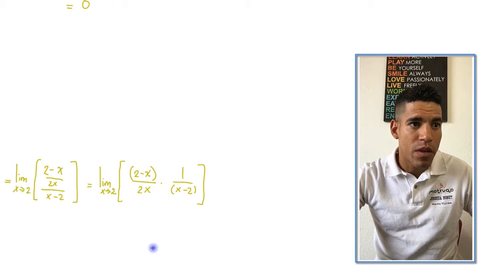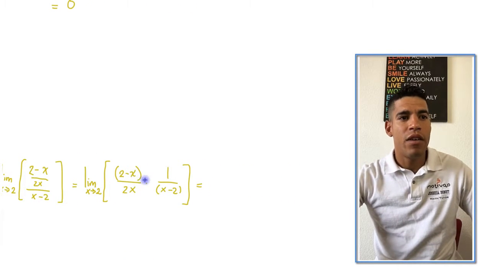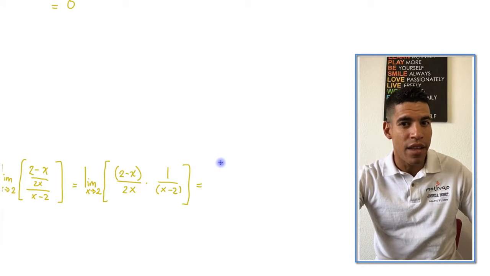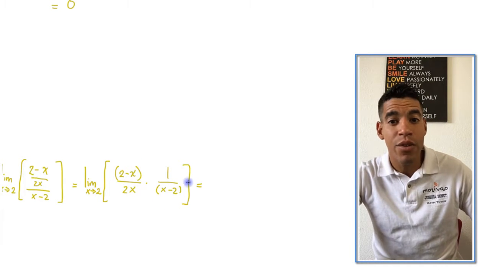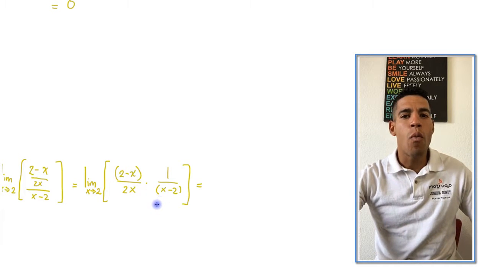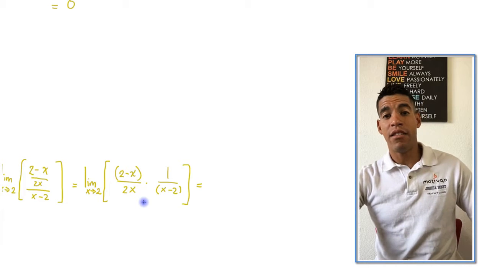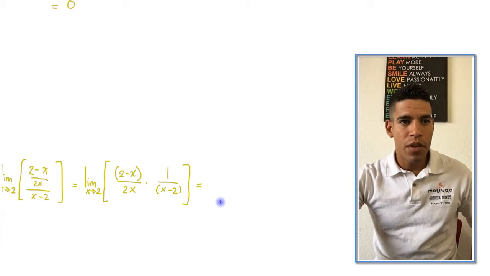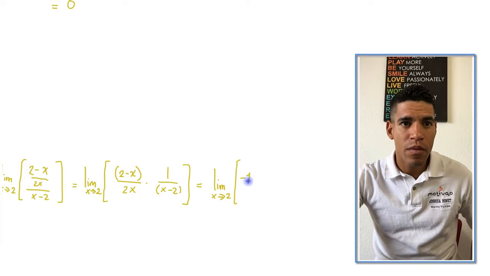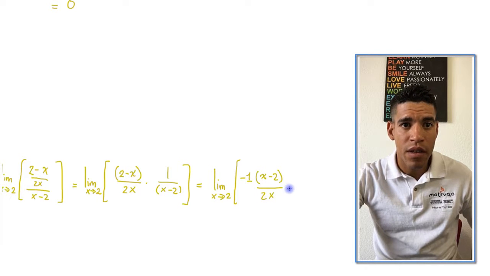Okay? And we continue. Now, it seems like 2 minus x and x minus 2 want to cancel, but it's not necessarily the same thing. 2 minus x is not equal to x minus 2. So you can't just cancel them because they look the same. Okay? We have to do one more step to be able to cancel, and that is to factor a negative number. Okay? So limit x approaches 2. If I factor -1, I have x minus 2 over 2x times 1 over x minus 2.